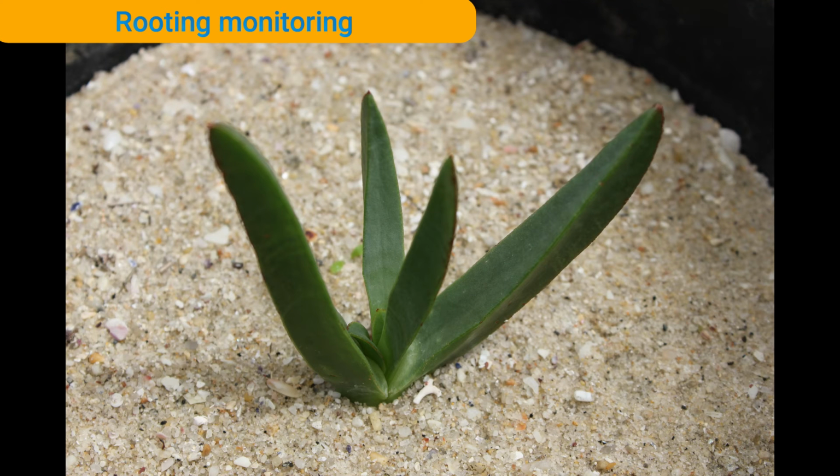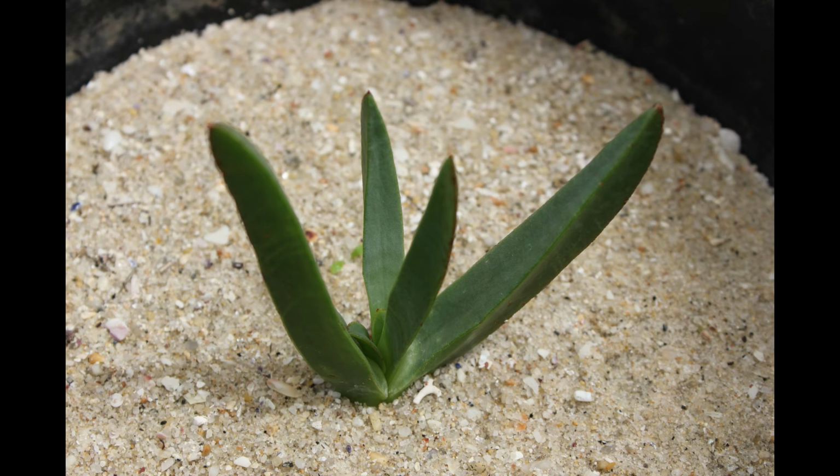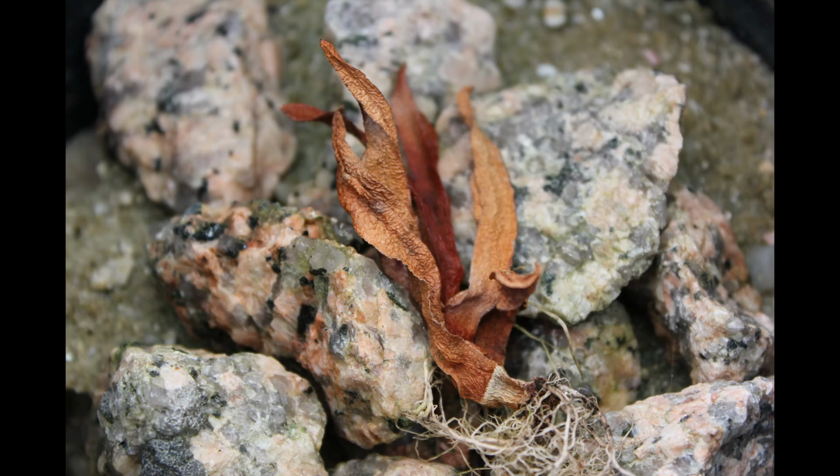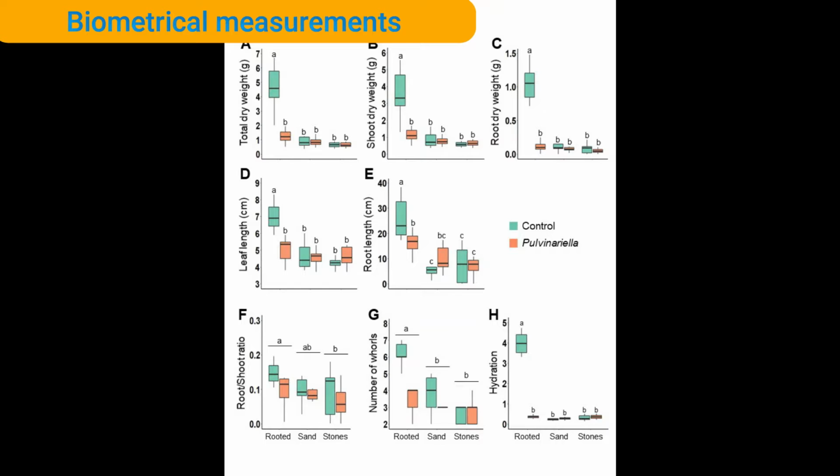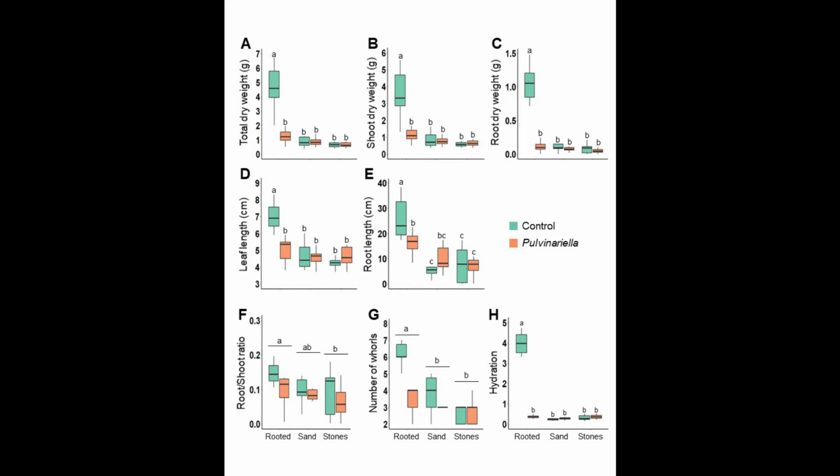For rerooting, our results indicated a significant difference depending on the ground surface type. Rooted individuals, as their designation indicates, remained rooted until the end of the experiment. Individuals on stones did not get rerooted, and some of those on sand did, of which those under Pulvinariella's attack showed greater rerooting. The attack of the specialist herbivore severely decreased the performance of Carpobrotus, resulting in lower growth rates.